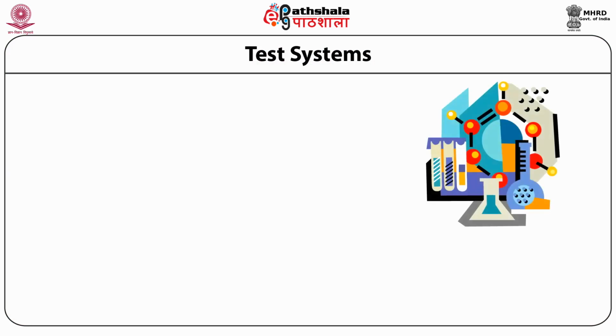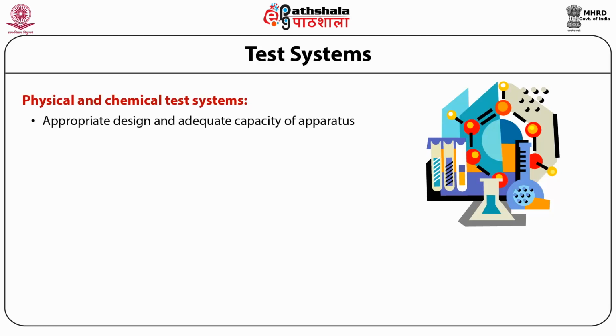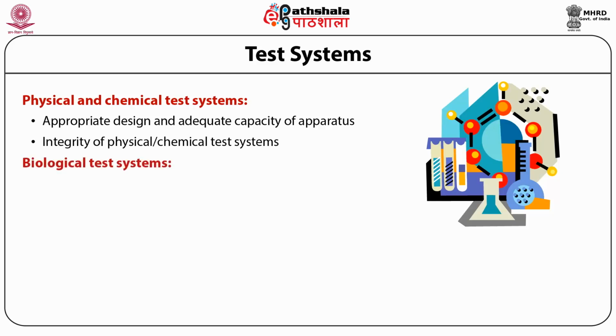The fifth one is test systems. The test system includes physical and chemical test systems and biological test systems. In physical and chemical test systems, there are appropriate designs and adequate capacity of the apparatus involved, and integrity of physical and chemical test systems. The biological test system includes proper conditioning for storage, housing, handling and care.